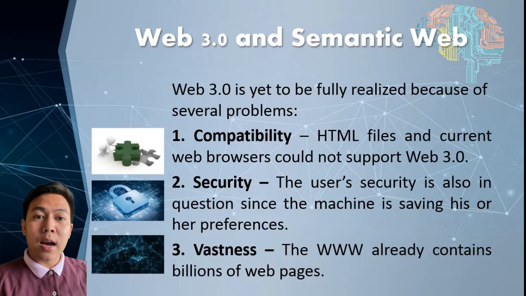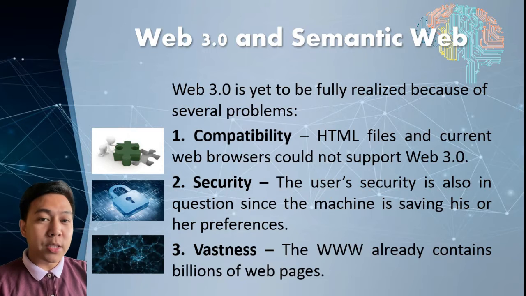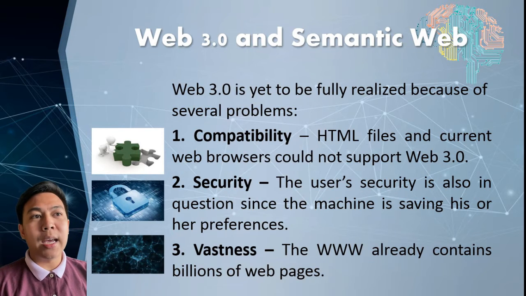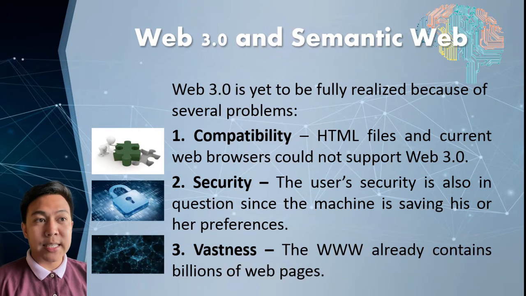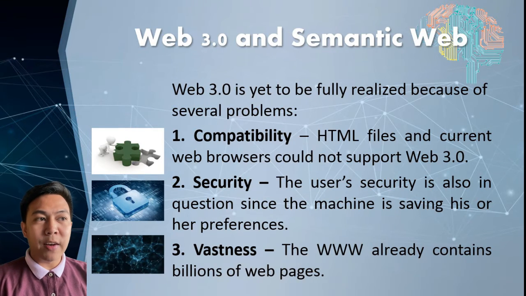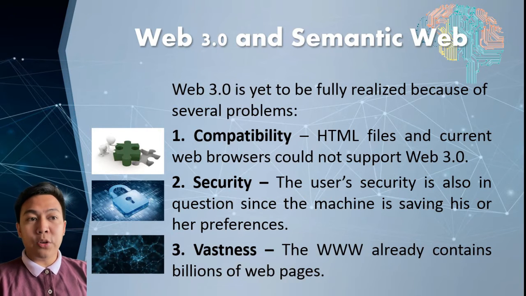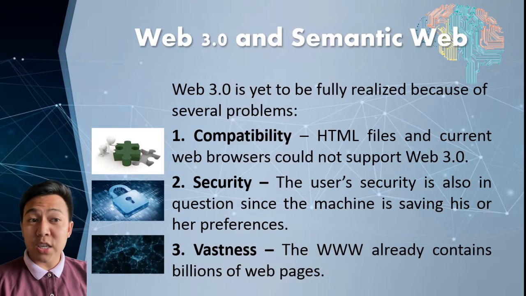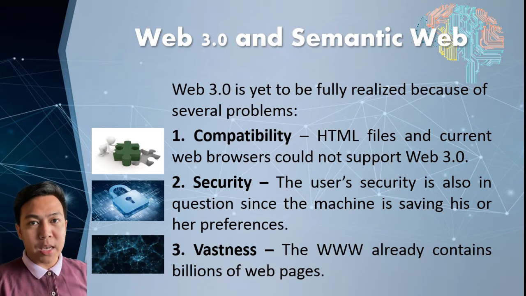With the onset of Web 3.0, which is a new technology, there have been several problems, and it has to be fully realized because of these issues. The first one is compatibility, where HTML files and current web browsers could not support Web 3.0. Number two, security. The user's security is also in question because the machine is saving his or her preferences. Vastness is also an issue because the World Wide Web already contains billions of pages.